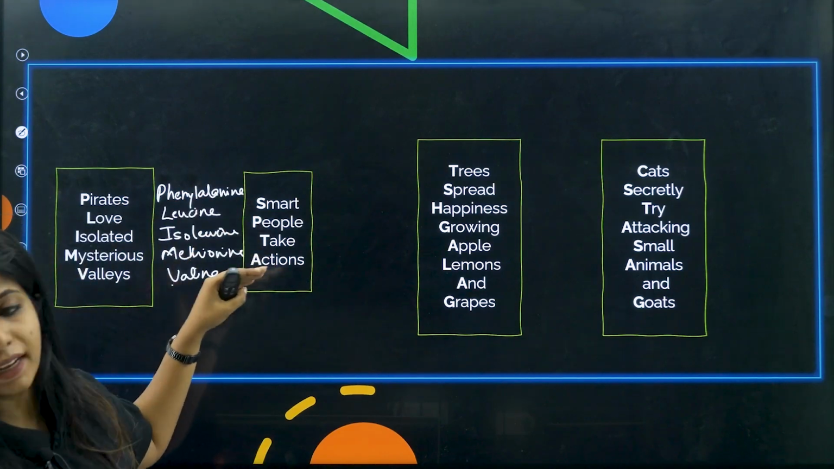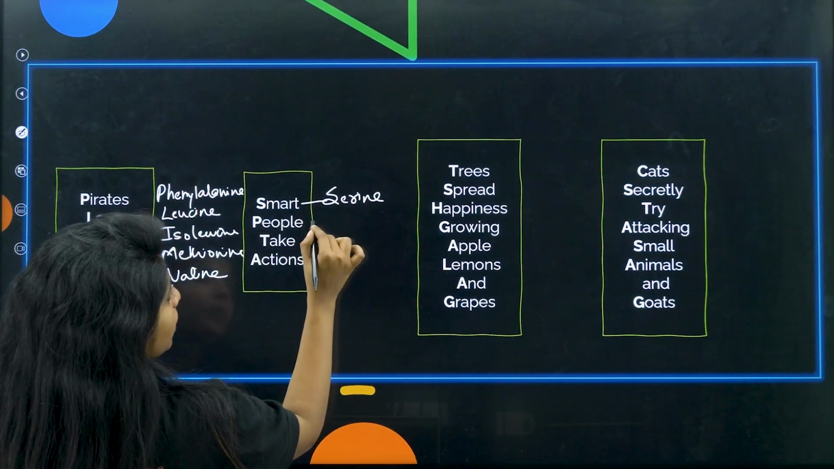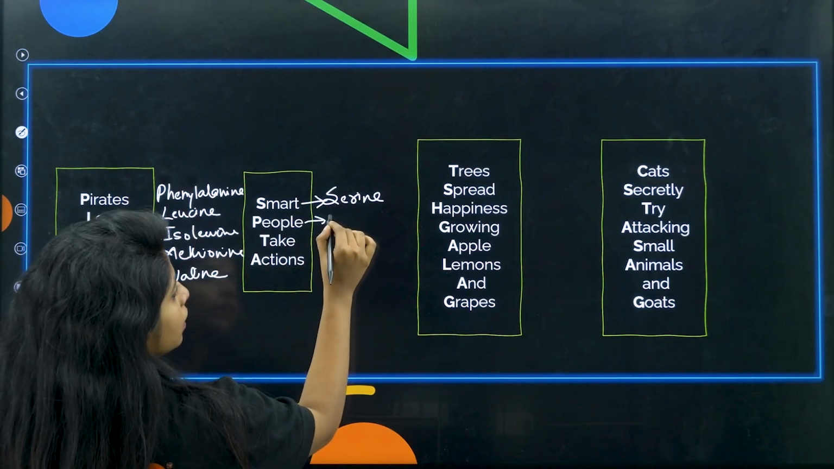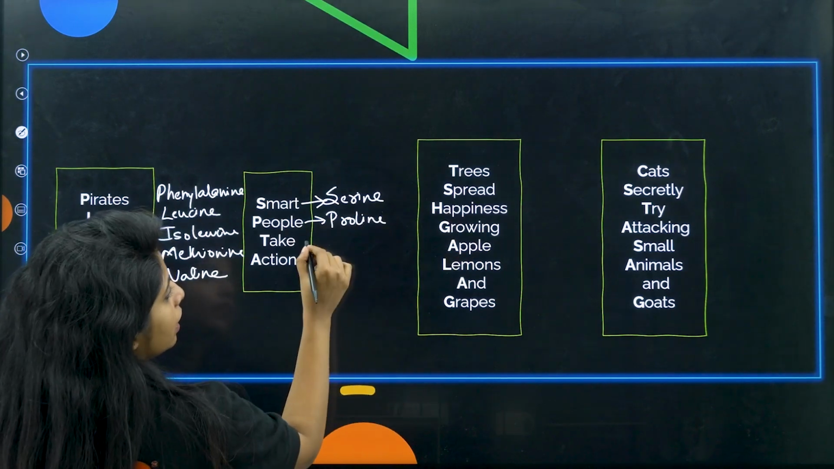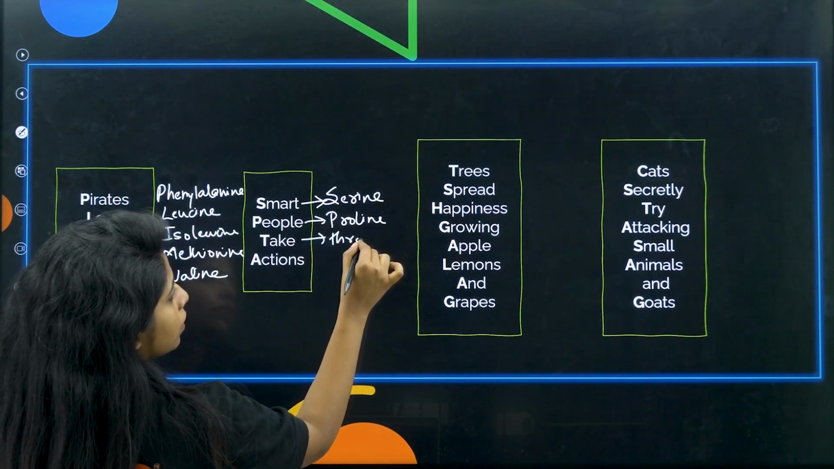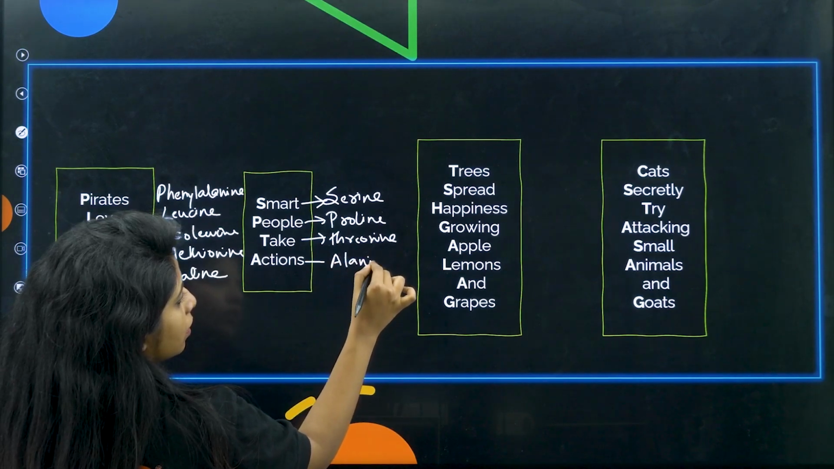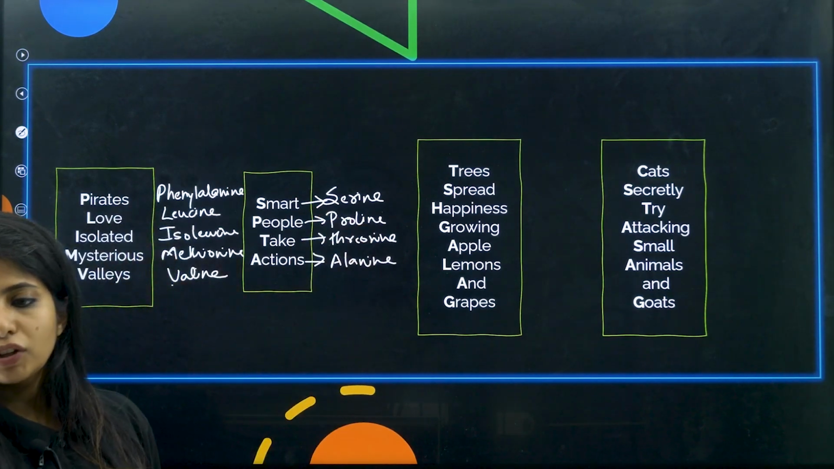So smart people take actions. S stands for what, children? Serine. P stands for what, children? Tell me. P stands for what? Proline. Okay, everyone ends in Ne, okay? T stands for threonine, and A stands for alanine. Okay, SPTA. Serine, proline, threonine, alanine.